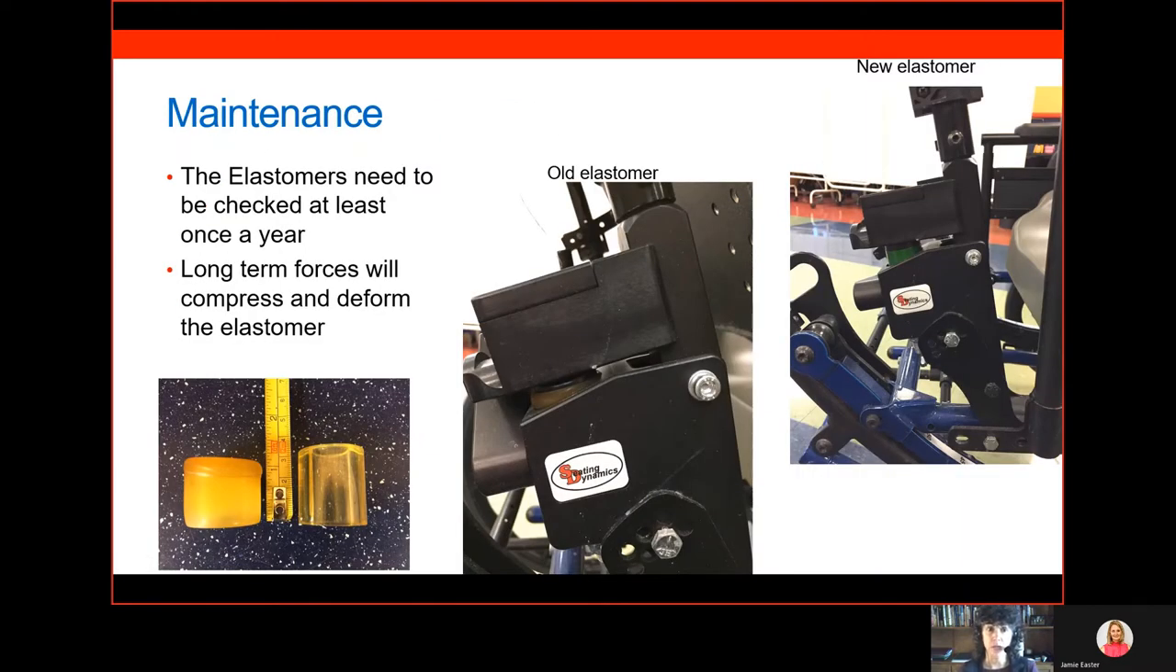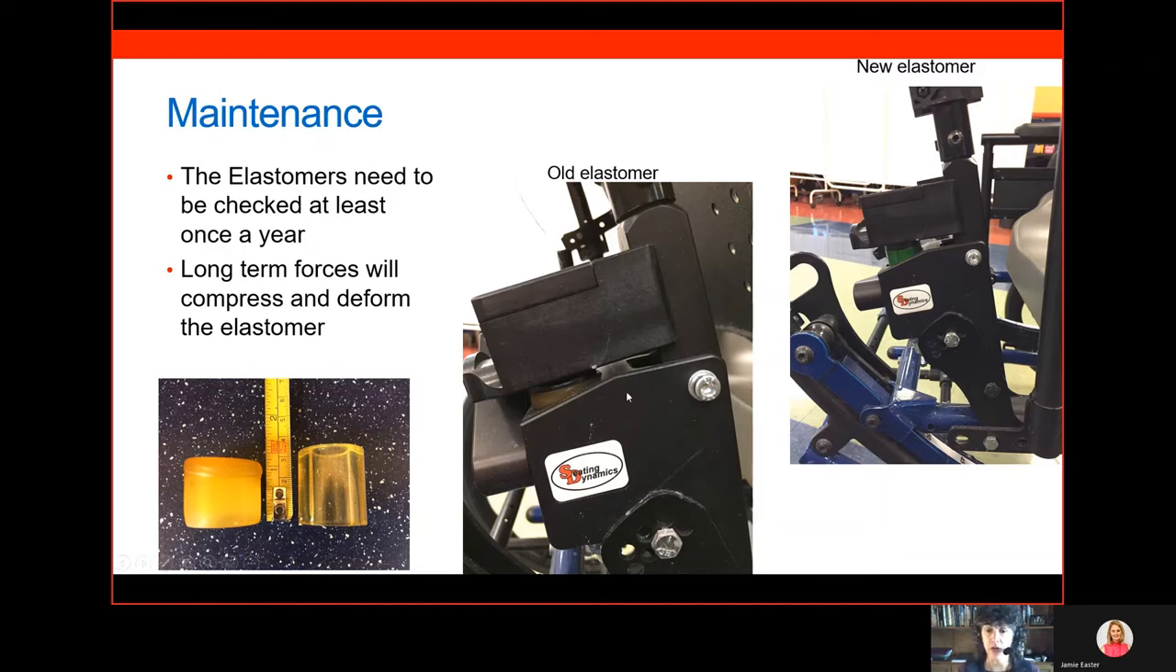The elastomers will need to be checked at least once a year because they can get worn out. And you know, that's really their job. Their job is to wear out rather than you having breakage of the wheelchair frame itself. So long-term forces will compress and deform that elastomer. Here on the far left, we have a picture of a standard new elastomer. And on the left side of this picture, we have one that has been really quite worn. So the extreme forces from the client have taken this very firm material and done this to it. That's how much force has been averted from the frame itself.